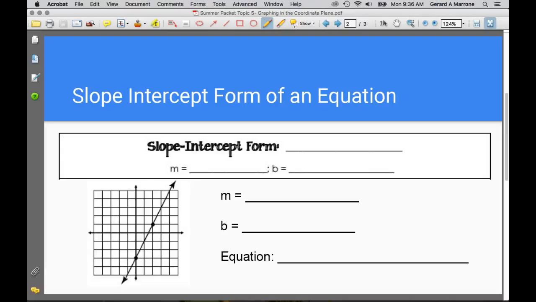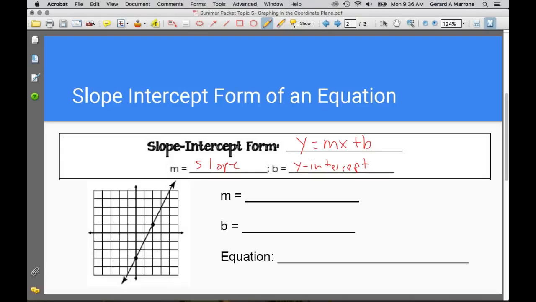Okay, and this is something you guys have used extensively at this point, and it's going to be y equals mx plus b, where m is your slope, and b is the y-intercept, or where the line crosses the y-axis. Okay? So I've given you an example here, and what you want to do to find the slope is always look at the rise over the run.